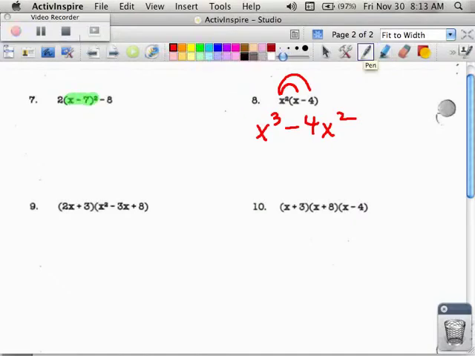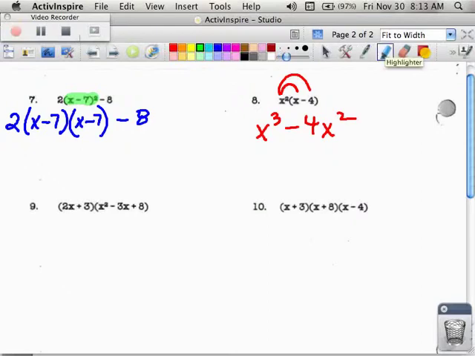And for me, it's very helpful to rewrite this as 2 times those 2 parentheses that are being squared, or I could use the shortcut if I wanted to. So this is the x minus 7, 2 of them together. And then there's the minus 8 on the outside. So the squaring thing meant do this.